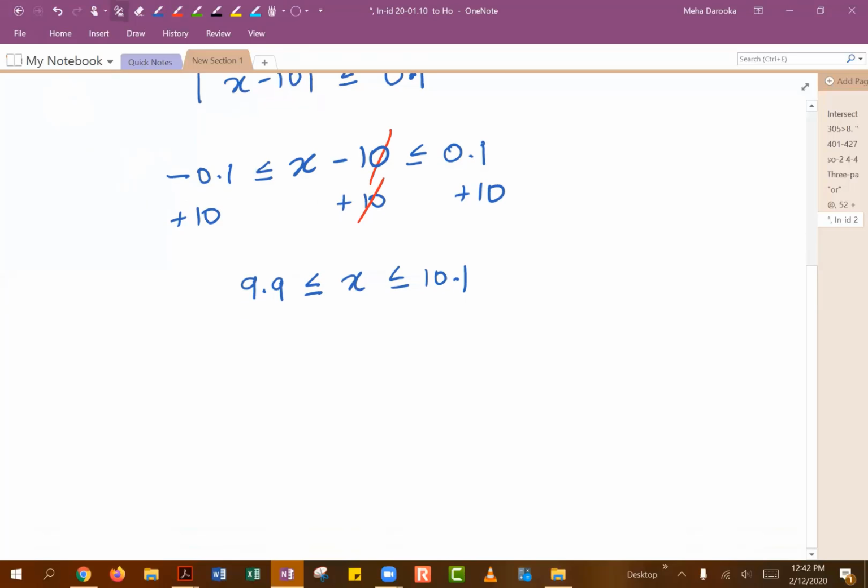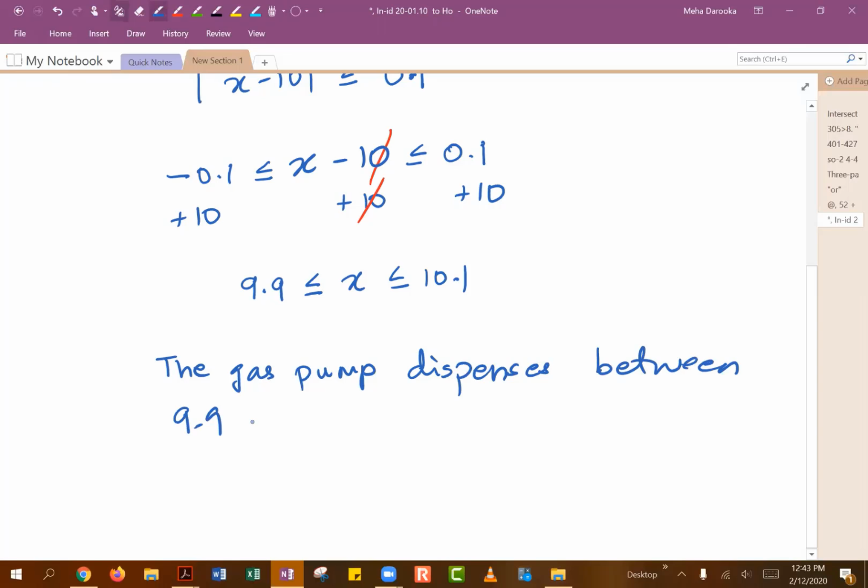So as long as the gas pump dispenses between 9.9 gallons and 10.1 gallons, it is accurate.